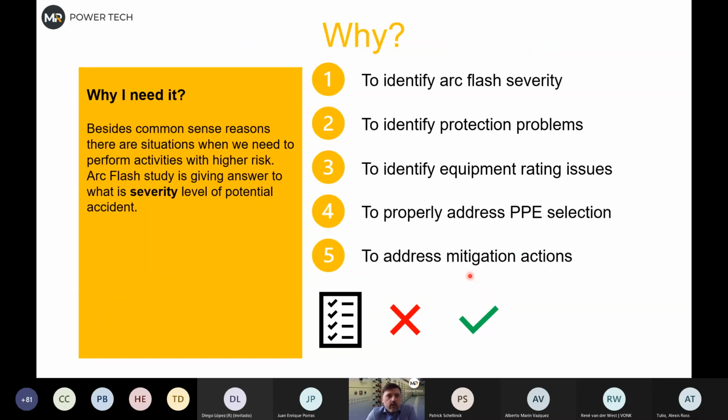And why do we need this? Besides common reasons, sometimes we have to perform activities in higher risk areas, and we need to know what kind of severity a potential accident could have. So we need to identify this arc flash severity, which means incident energy. We need to identify protection problems. We need to identify equipment rating issues and properly address PPE selection and mitigation actions. And that's why we actually do it. It all starts with numbers.